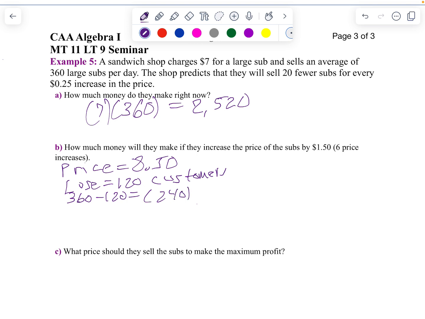But they're going to charge more for each sub. So if we charge $8.50 for a sub, they'll expect to get 240 customers. So if we take 8.5 times 240, we'll get $2,040. Notice, by increasing the price, they actually make less money. So a price increase doesn't make sense in this problem.